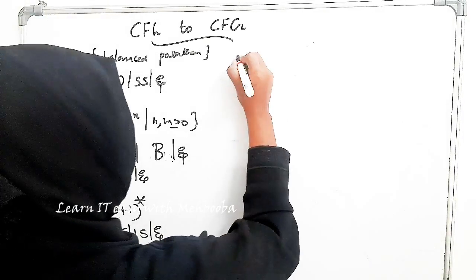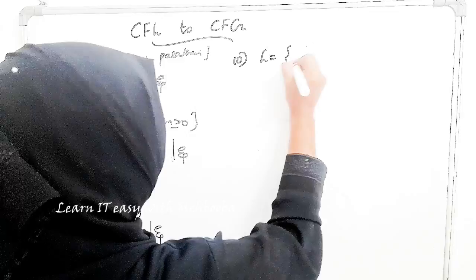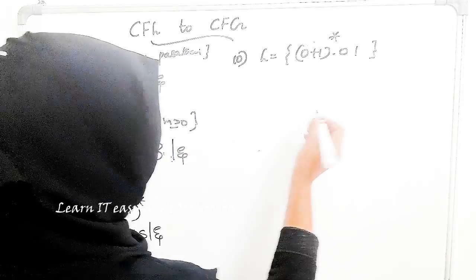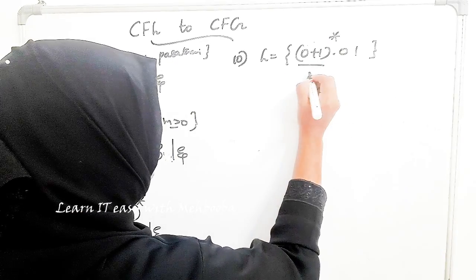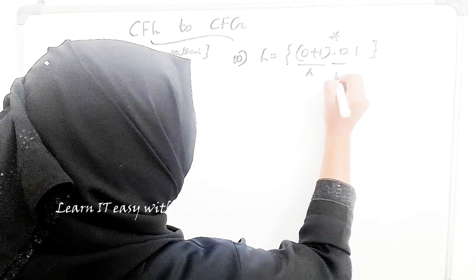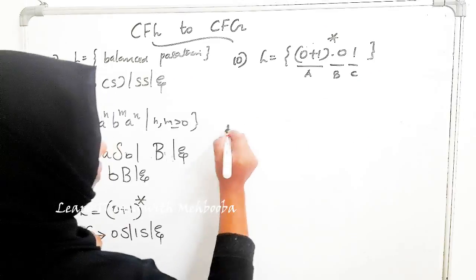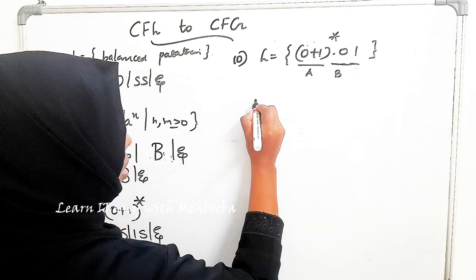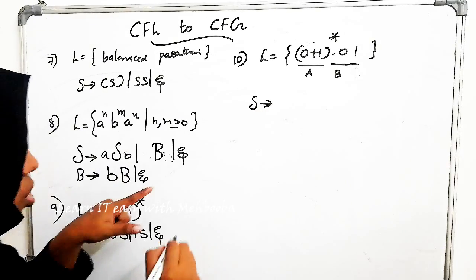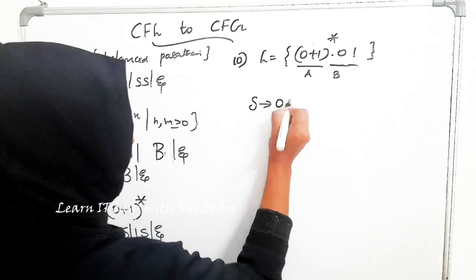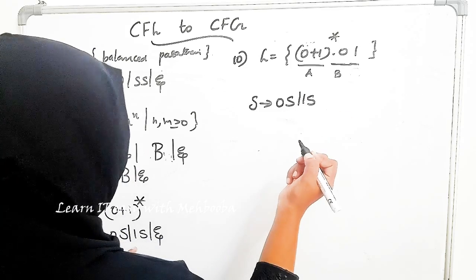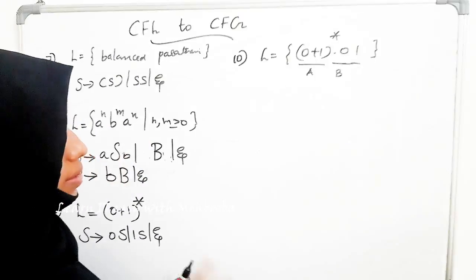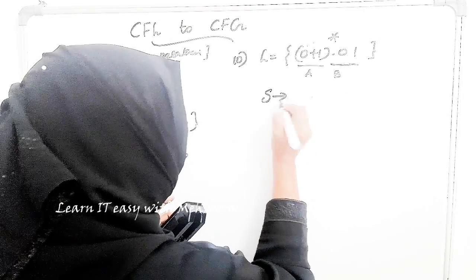Now if it is a language like (0+1)* 0 1, what if it is like this? We know how to design it for (0+1)*, so we will call it A, and we will call this B. Or we can treat 0 1 together as B, because it is a single thing. So S gives (0+1)* followed by 0 1, that is, 0s or 1s, plus we have to write that S gives AB. See, S need not be the start symbol, you can choose anything.